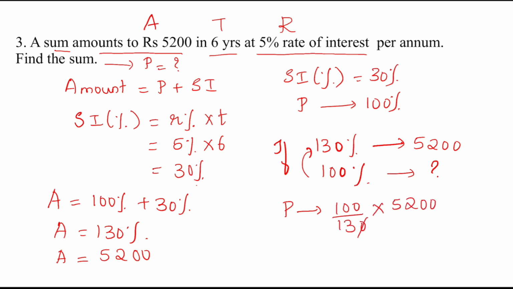The 0s cancel, 13 ones are 13, 13 fours are 52, and 0. So 100 into 40 is 4000. So principal is 4000 rupees. So simple it was, isn't it? If we know this concept, we can solve any problem. Let us see the next one.